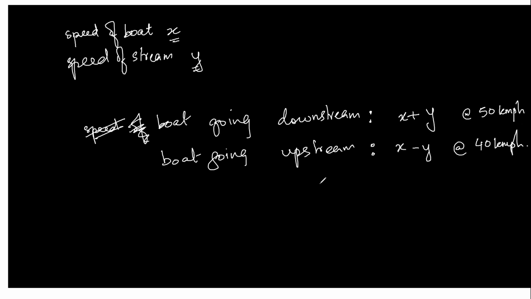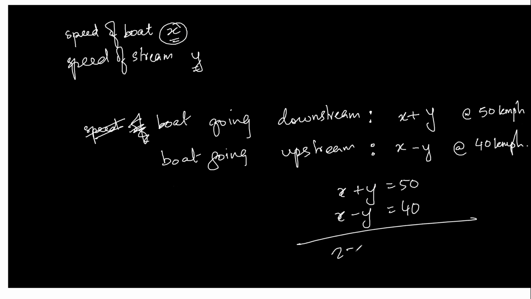And then the question is, what is x? So what is the speed of the boat? So this is simply simultaneous equations. x plus y is equal to 50, x minus y is equal to 40, and then 2x is equal to 90, because these things cancel out, and we get x is equal to 45 kmph. As simple as that.